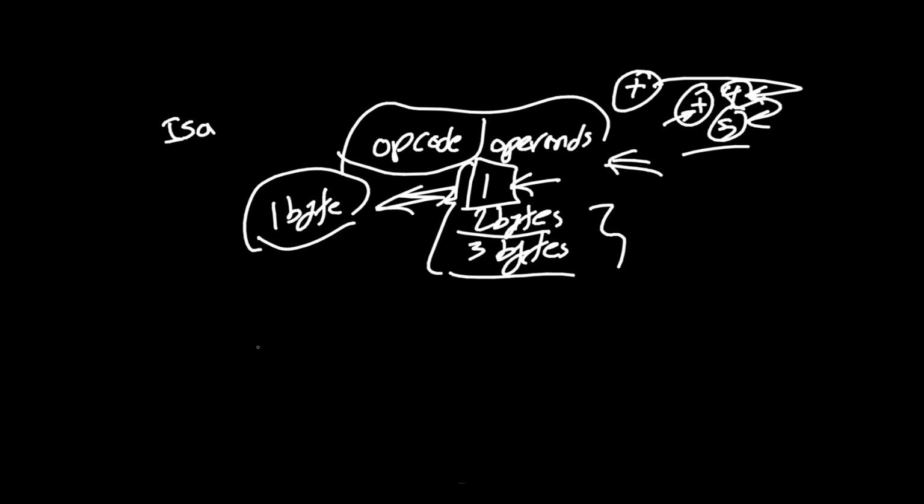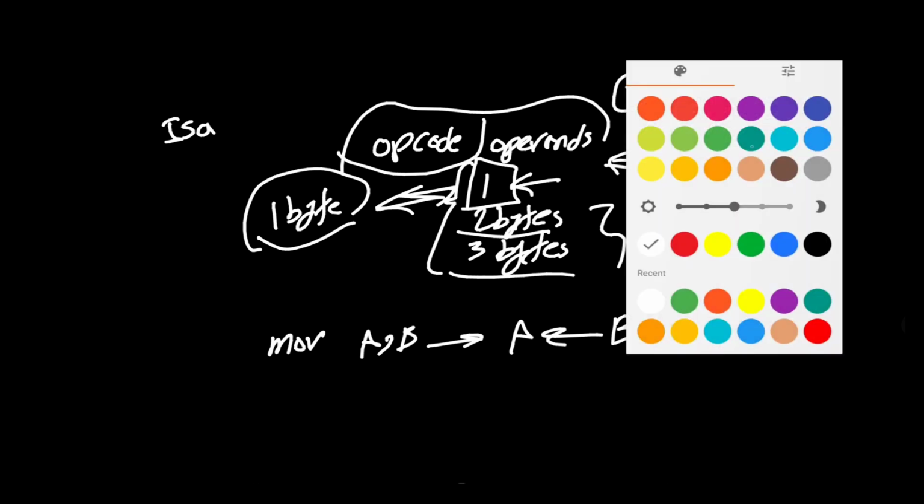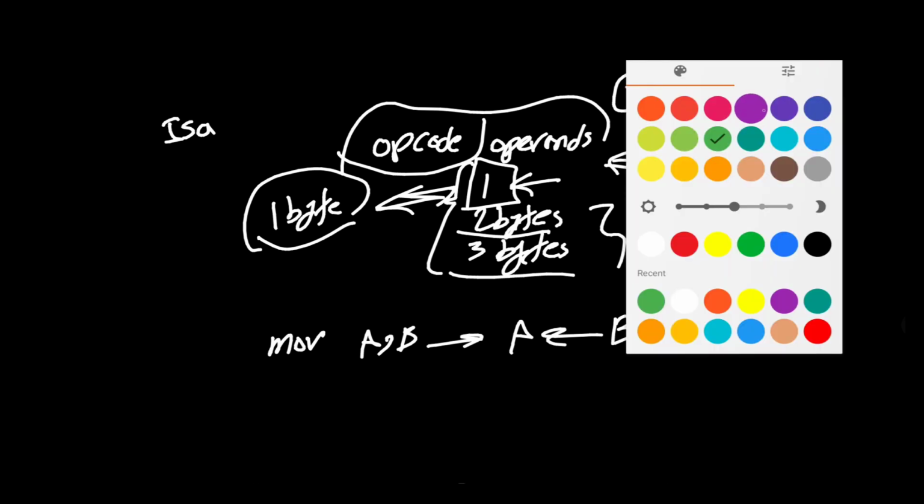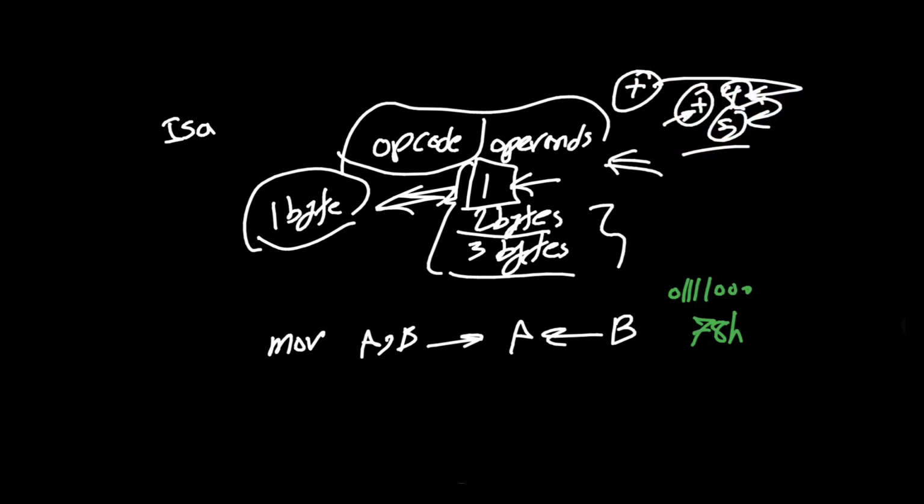The first one is this one. Let's say I want to tell you the instruction for moving the contents of the B register into the A register. The contents of the B register should be moved into the A register. Let me change the color. The opcode for this instruction is 78 in hex, or in binary 01111000. What this means is that the programmer would write this in a memory address in the RAM, which the PC is pointing to.